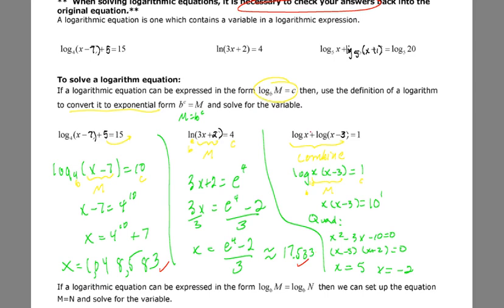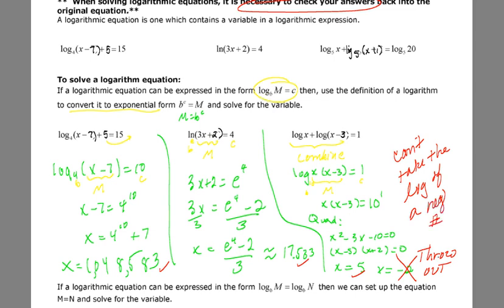If I put a 5 in place for x, I end up having the log of 5 and the log of 2. That's okay. If I put a negative 2 in place for x, I've got a problem. I end up taking the log of a negative number, so I have to throw this one out. That's why we check our solutions, because we can't take the log of a negative number.